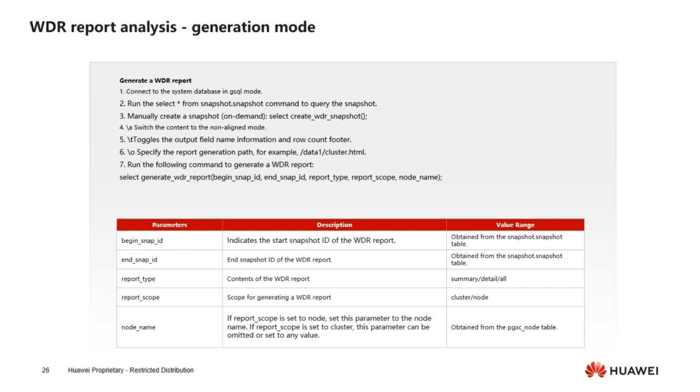Then we just follow the steps, the \a and \t and \o, where we need to specify a file name. Finally, we run the generate_wdr_report system function to do the work. We need to specify the beginning and ending snapshot ID, report type, report scope, and node name. If we choose to only view one of the nodes in the database cluster, we can omit the final parameter.